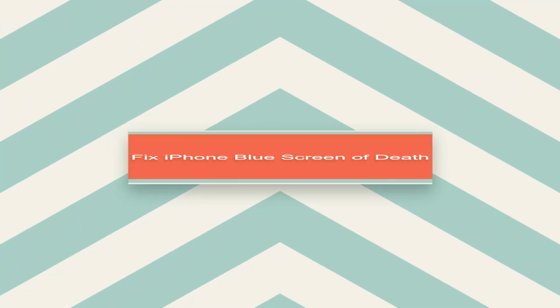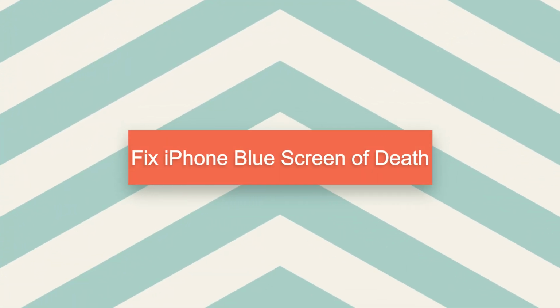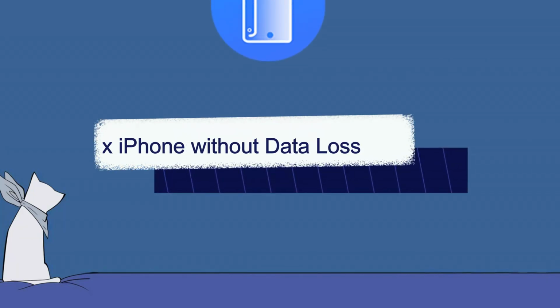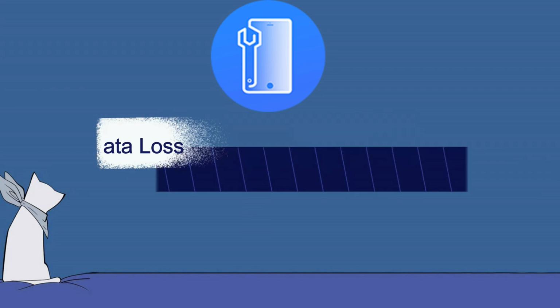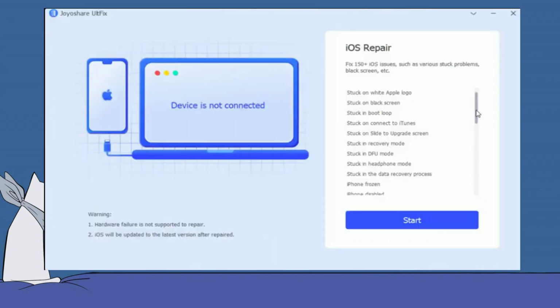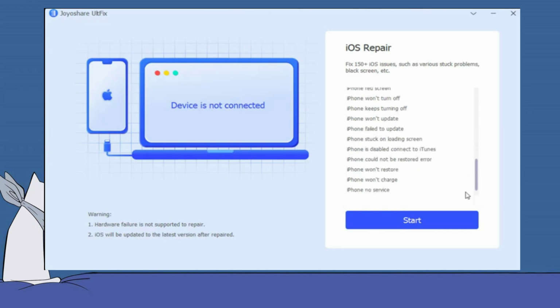Today, we'll show you how to fix iPhone blue screen of death problem. The best and most effective way to fix this issue without data loss is using an iOS system recovery like Joyoshare ULT Fix. Simply connect your iOS device to computer and click Enter Recovery Mode and Start Options.